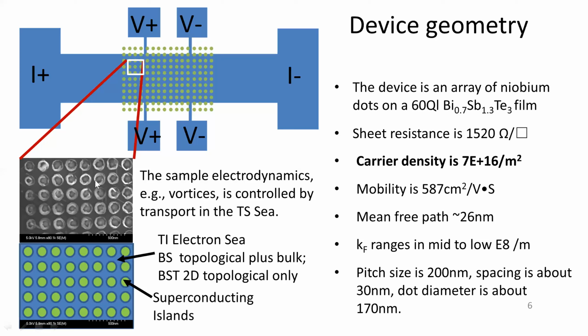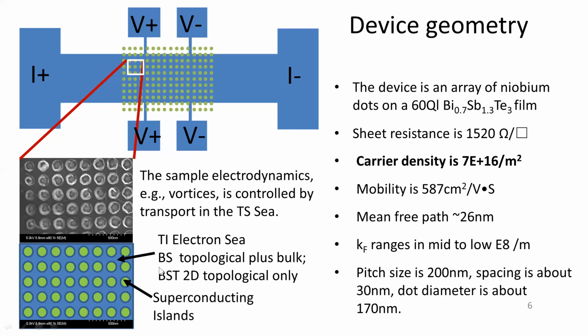Here is an SEM of a small area of the array and a cartoon drawing to give you a clearer picture. The pitch size is 200 nanometers, so the distance between two neighboring dots from center to center is 200 nanometers, and the spacing from one edge to another is about 30 nanometers. The dot diameter is about 170 nanometers.